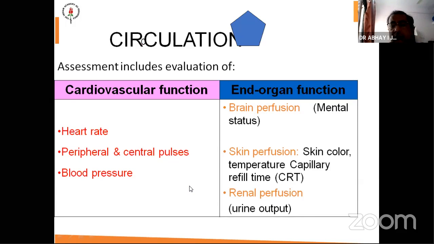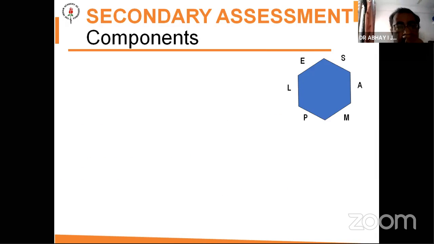Now, end organ function, mainly we see for three things. Whether the brain perfusion is good: in that, mental status, if the patient is awake, responding to oral commands, no confusion at all, then we can say that the mental status is good and the brain perfusion is normal. The skin perfusion which we look for is capillary refill time, skin color and temperature. Renal perfusion at the outset may not be beneficial because the shock might have progressed recently and the urine output has been collected from some time. So immediately, even if the patient passes urine, it may not be suggestive that the renal perfusion is good. But in due course of time, once you observe the child for some time, then definitely the urine output can be a good measure to assess the outcome.